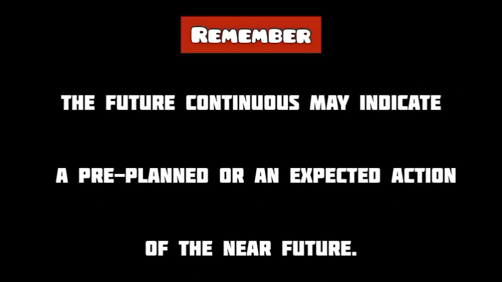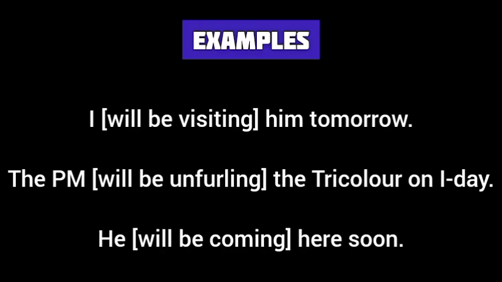Well, up next is another very important use of the future continuous tense. It may indicate a pre-planned or an expected activity of the near future. In such cases, it may not be a progressive or continuous activity of the future, but a planned or expected action likely to take place in the very near future. For example, I shall be visiting him tomorrow. Here, visiting is obviously not a future progressive or continuous action, but it's my plan to visit him in the near future, that is tomorrow.